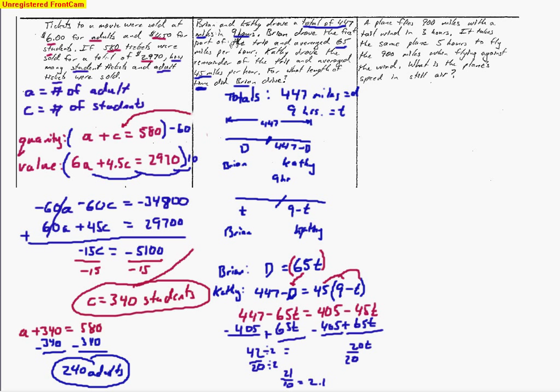2.1 hours was the time it took that Brian ended up driving. So there's the time, 2.1 hours. And that's all they wanted in that case. Well, let's take a look at the next problem here.